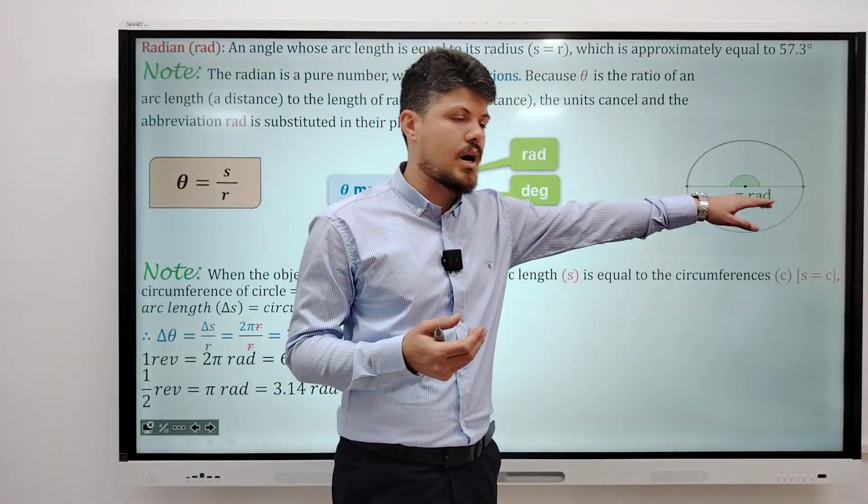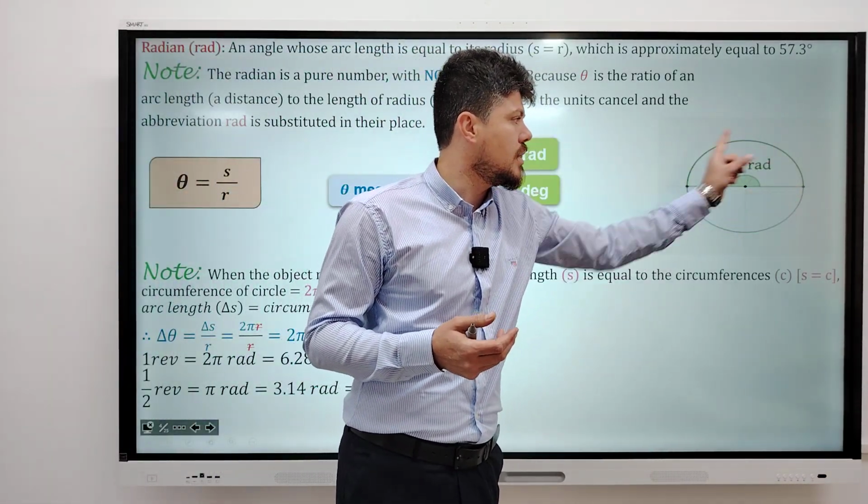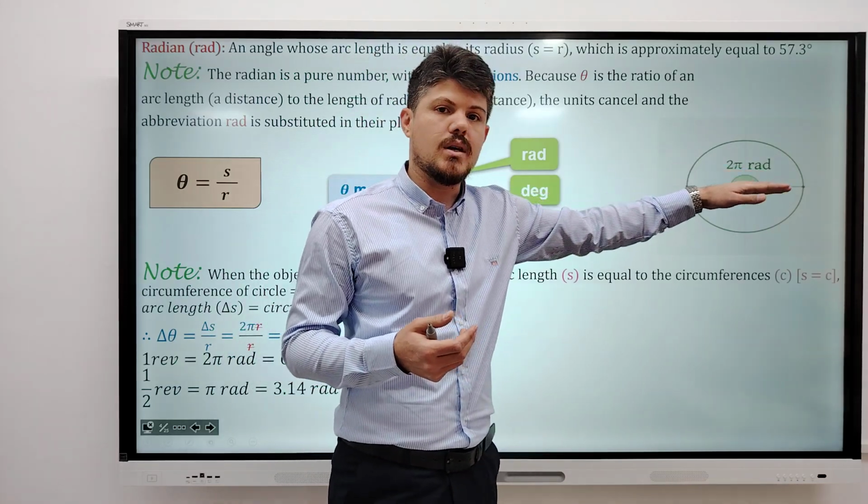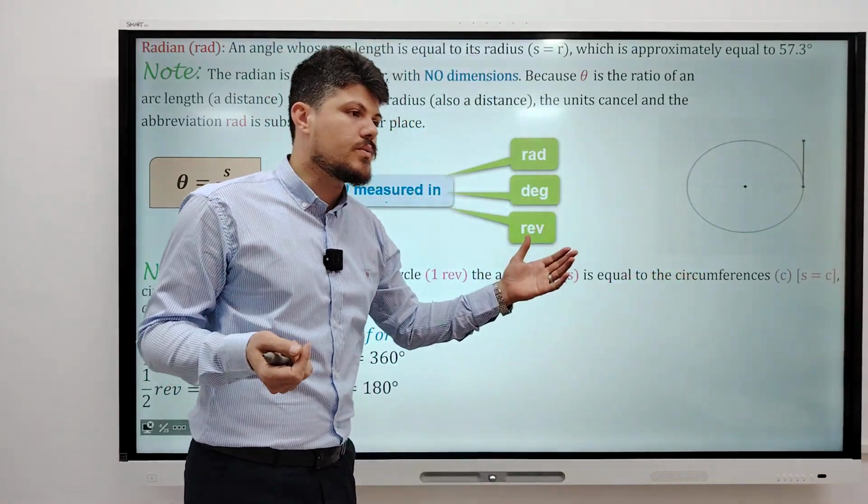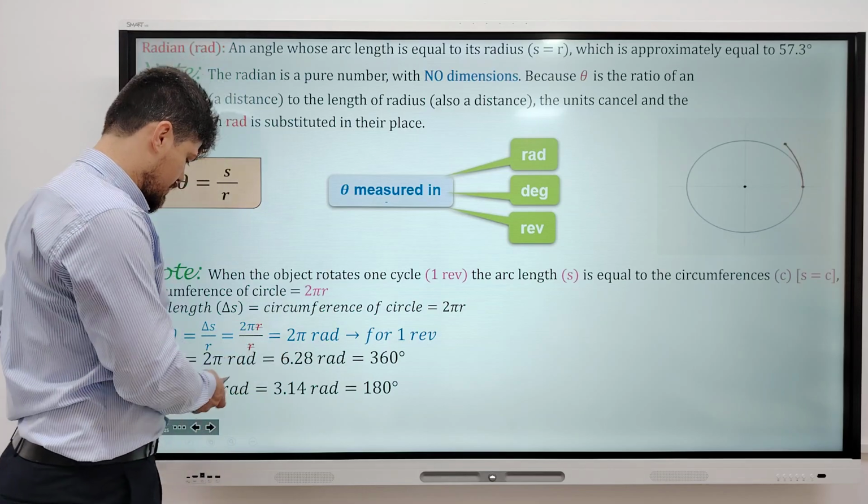For half revolution, 1 over 2 rev, how many rads do we have? Only pi rad. This is half revolution. Okay? How many degrees do we have? 180. How many revolutions do we have? Half revolution.